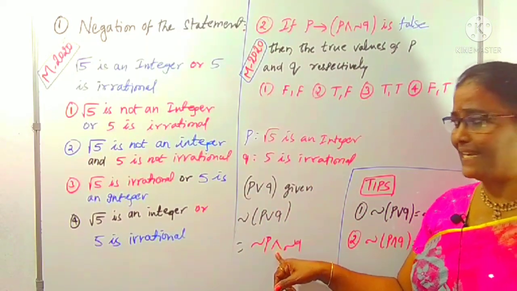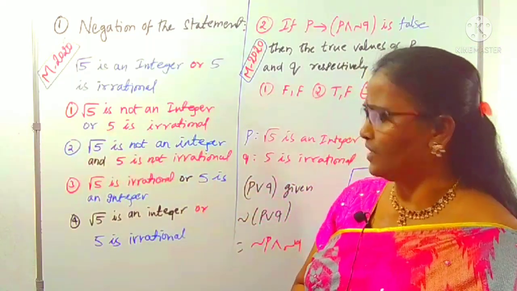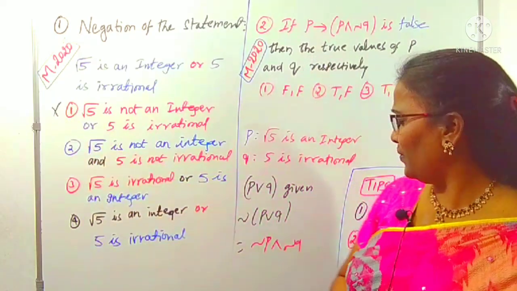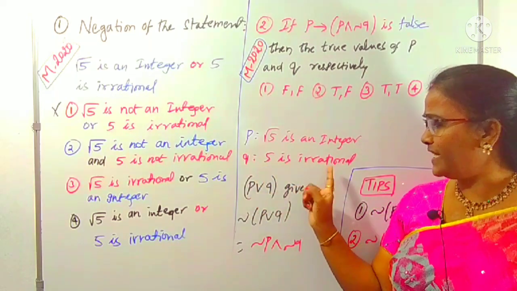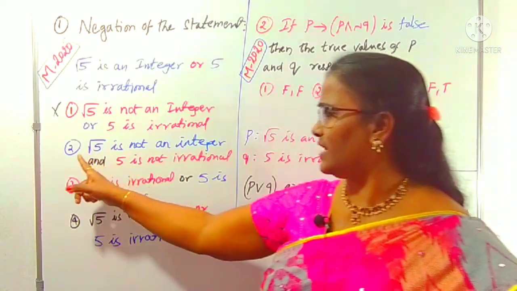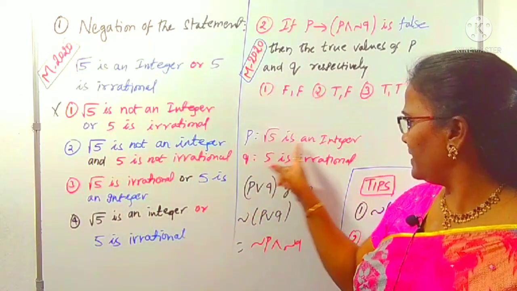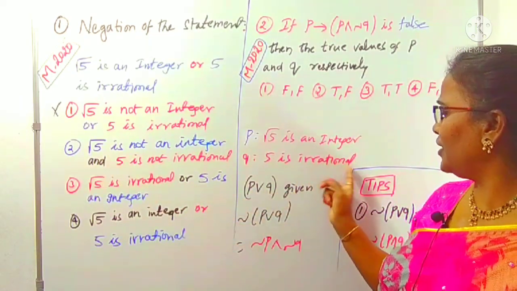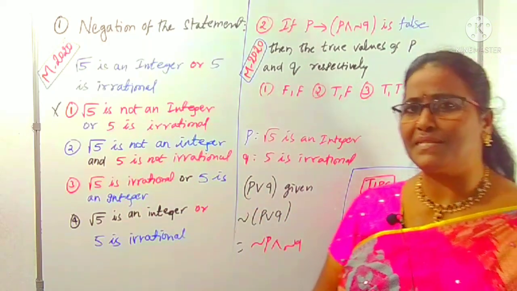In between what is there? 'And'. Is it 'and' in the first option? No, 'and' is not there in the first option. That's why it's not correct. Now, and negation Q. Negation Q means what? 5 is irrational; negation is 5 is not irrational. Look at option 2. Root 5 is not an integer, yes, negation P. And 5 is irrational; negation is 5 is not irrational. Yes, this is 100% true.